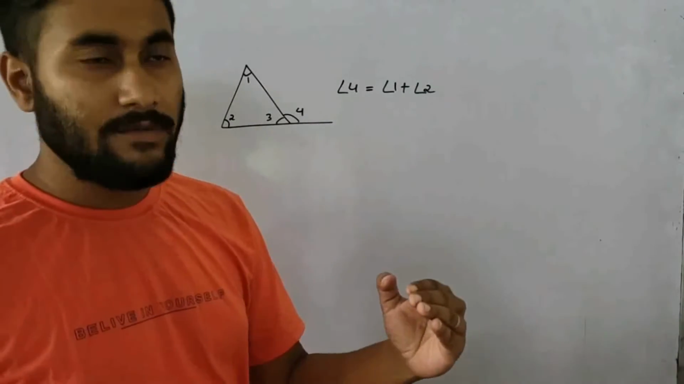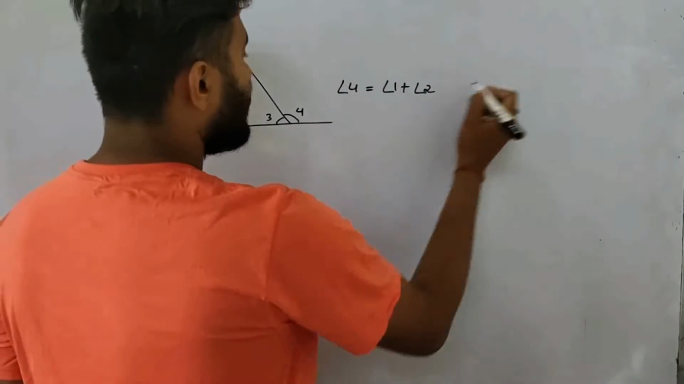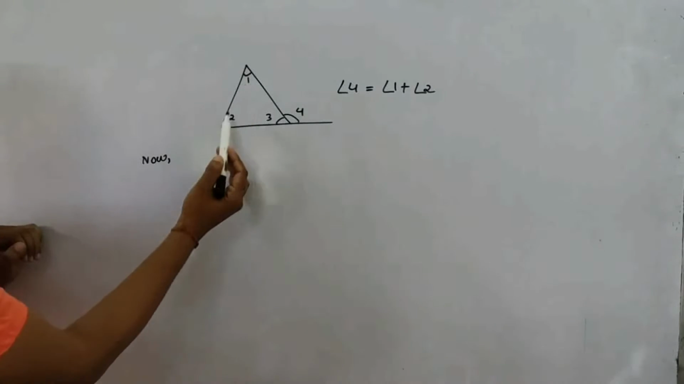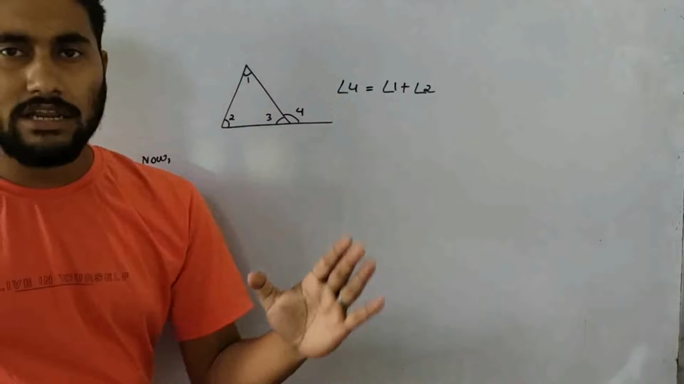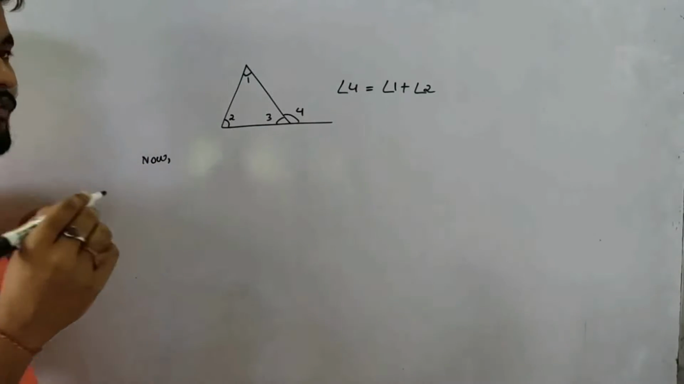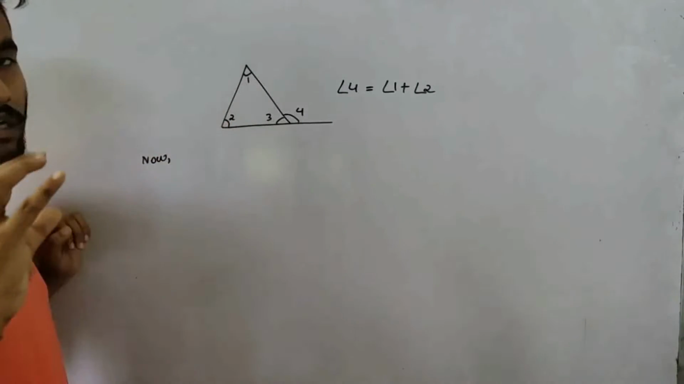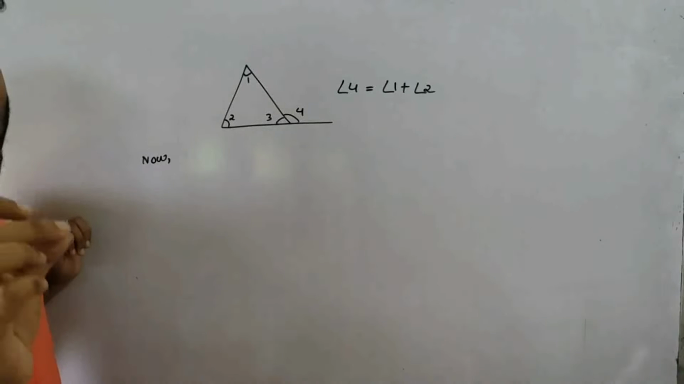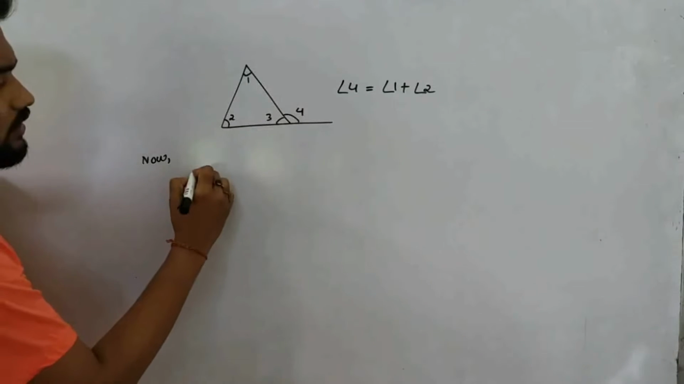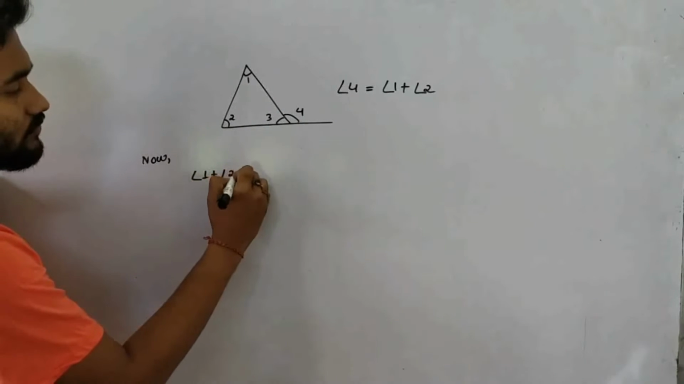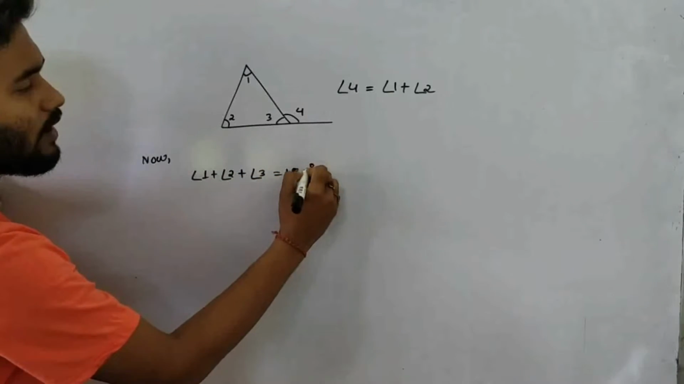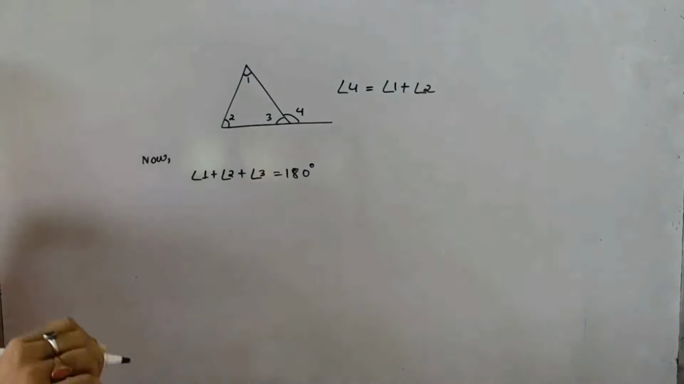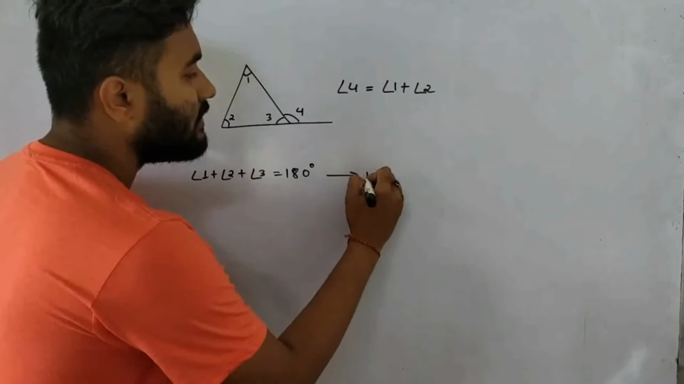Not exterior angles. How many interior angles are there in the triangle? 1, 2, 3. Only 3 angles are there. Forget about 4, this is the exterior angle. So what was the formula of angle sum property? The sum of all the interior angles of the triangle will be equal to 180 degrees. So I can say angle 1 plus angle 2 plus angle 3 will be equal to 180 degrees, by angle sum property. Say this is equation 1.